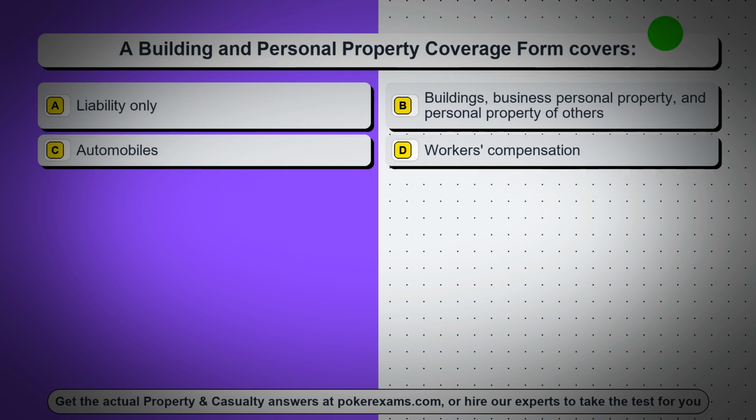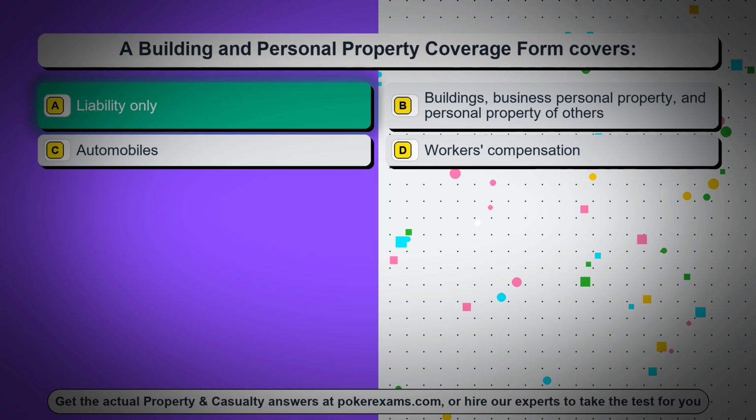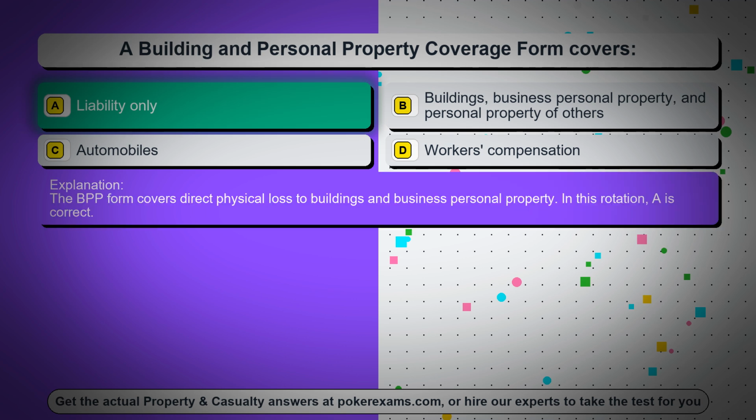Question 76. A building and personal property coverage form covers: Option A, liability only. Option B, buildings, business personal property, and personal property of others. Option C, automobiles. Option D, workers' compensation. The correct answer is option A, liability only. The BPP form covers direct physical loss to buildings and business personal property. In this rotation, A is correct.